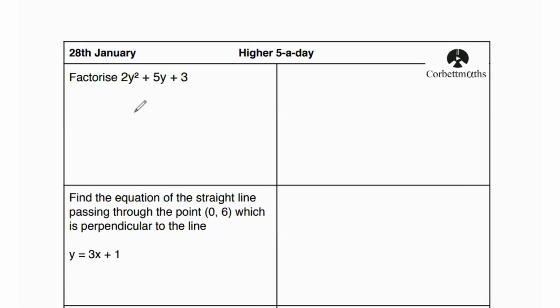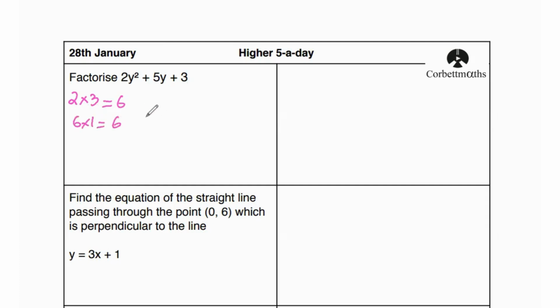First question says factorize 2y squared plus 5y plus 3. So we have a quadratic equation and they want us to factorize it. The first step is to multiply the coefficient of y squared with the constant. So 2 times 3 is 6. Next step is to find factors of 6. Now factors of 6 apart from 2 and 3 are 6 and 1.